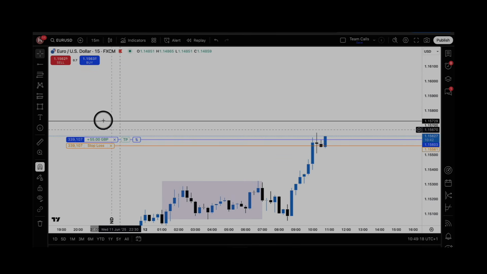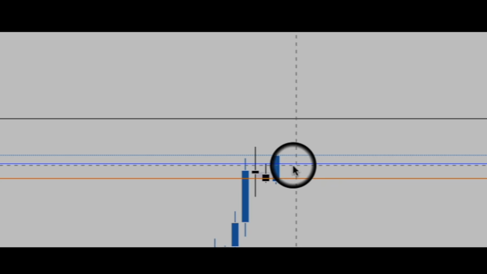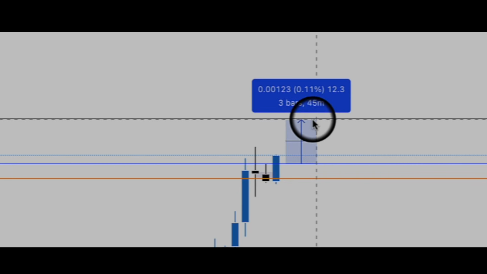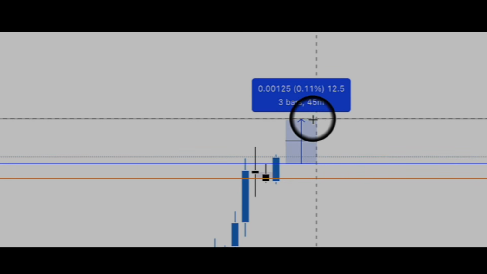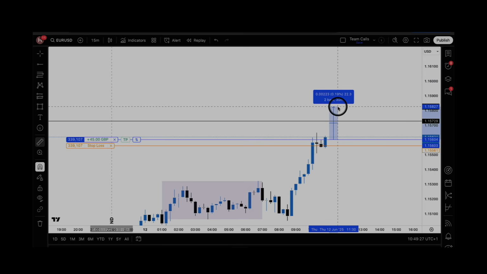It was a 4 pip stop loss. It's only a short move. Like I said, it is a scalp. So from here to here, it's roughly about 12 pips. It can go another 10 pips higher, and another 10 pips higher would make it a 20 pip move. This is kind of what I'm looking for.